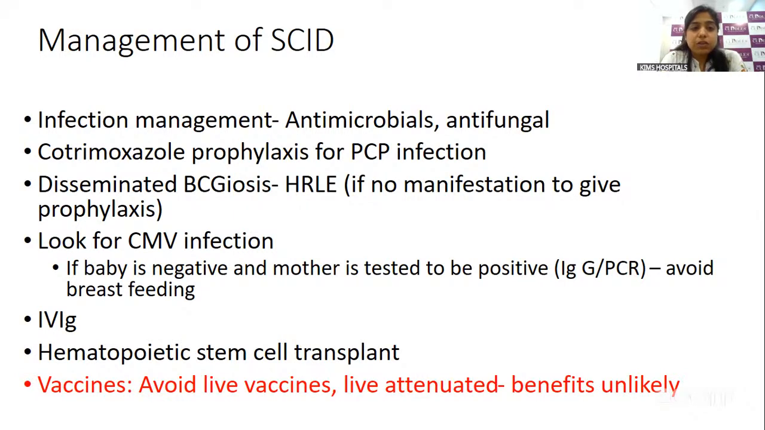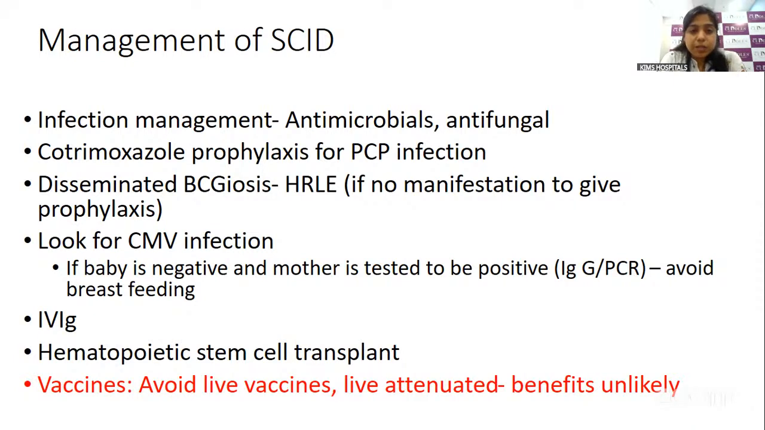The next is, we always have to look for CMV infections. If a baby is negative for CMV and the mother has tested positive, either IgG or PCR, in the Western world it's always better, they say, to avoid breastfeeding, because all SCID babies have to go for transplant. During transplant, if they have been exposed to CMV infection, it will be very difficult for the transplant to succeed. So that's why they generally recommend avoiding breastfeeding in those patients.